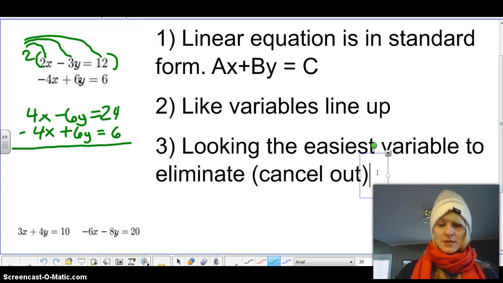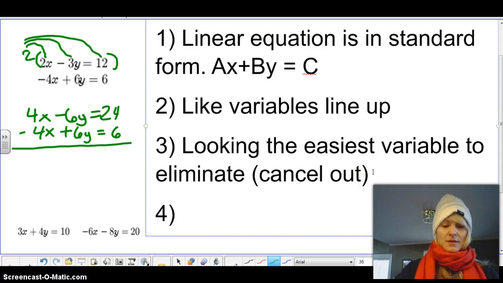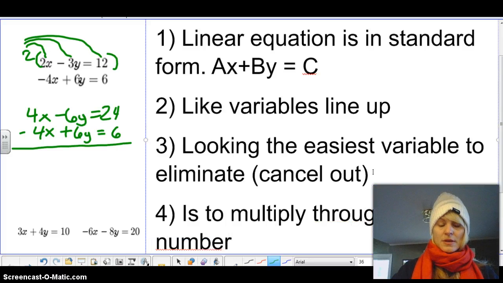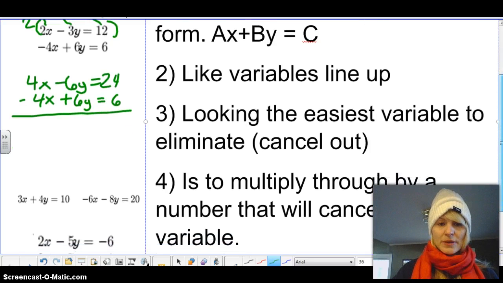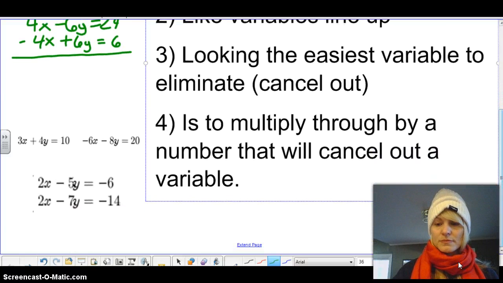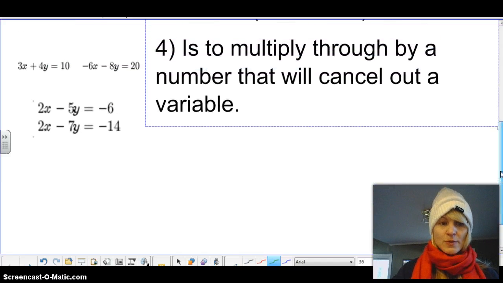So in this case, our fourth step is to multiply through by a number that will cancel a variable. And you may need to, I put my head in the way. Sorry, Grace, my head's probably in the way. I'm going to scroll this up a little bit so you can see it. So the fourth one is to multiply through by a number that will cancel out a variable.